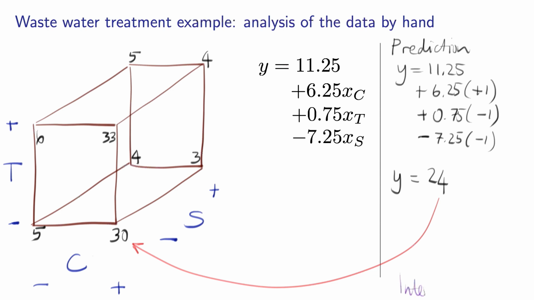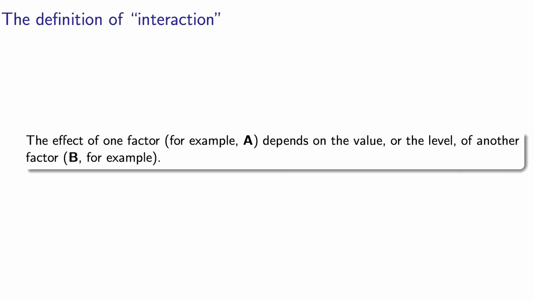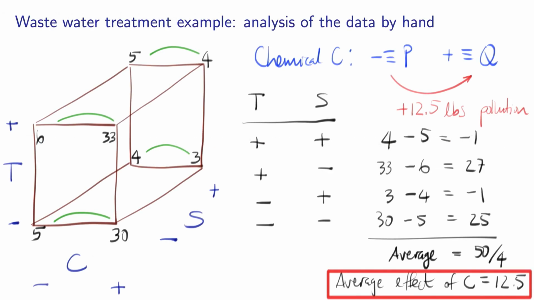There's something we haven't accounted for, and that's the interaction between C and S. An interaction is when you have one variable behaving very differently depending on the level of another variable. We noticed earlier that the chemical effect has a change from 30 to 5 and 33 to 6 over here on the front face at low stirring speed. Yet, on the back face of the cube at high speeds, the effect is almost zero, 3 minus 4, 4 minus 5, very small amounts. It's very clear the stirring speed modifies the effect of the chemical. There's an interaction between S and C.